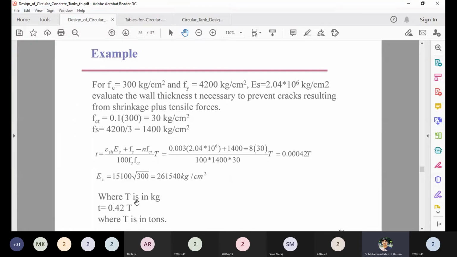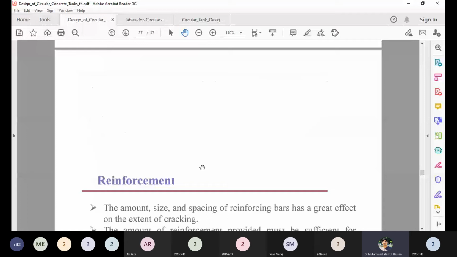If you want to get this answer in other units, because here the answer of the thickness is 0.0042 T, we put down the value of the tension in kg and we get the thickness in centimeters. If you want to put the tension in tons, then we can multiply it by a thousand, and the answer will be T is equal to 0.42 times T, where this tensile force will be in tons. So unit doesn't matter. Finally, you should understand how to compute the thickness. The units should be consistent.